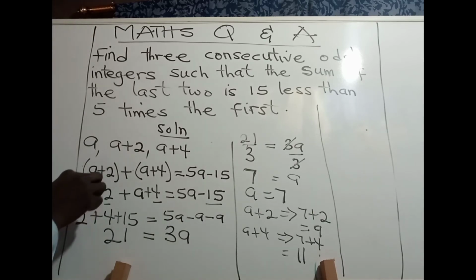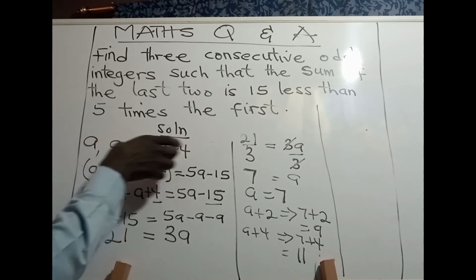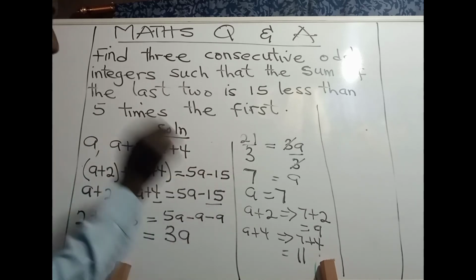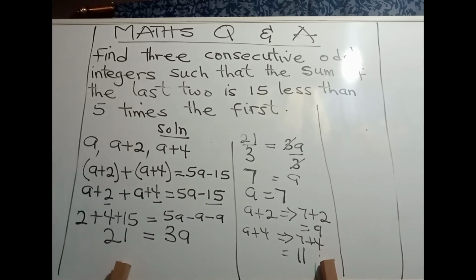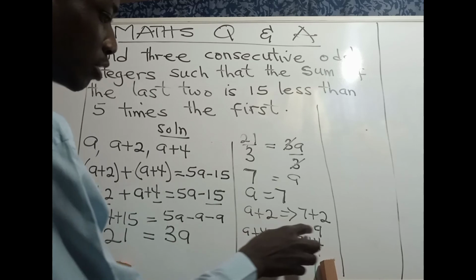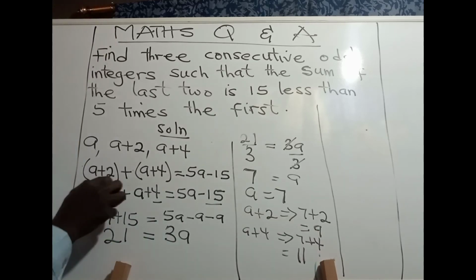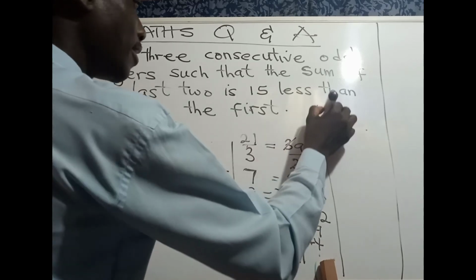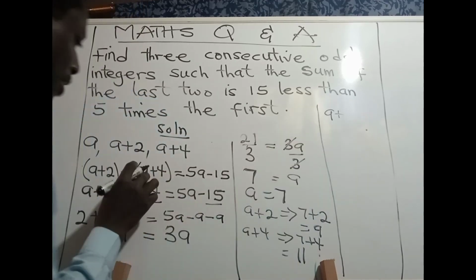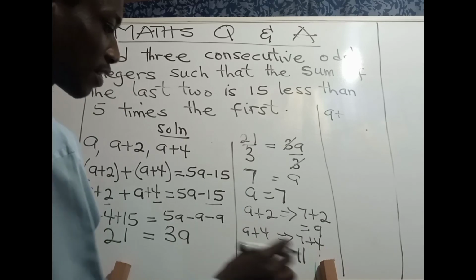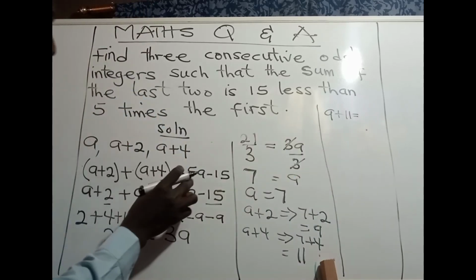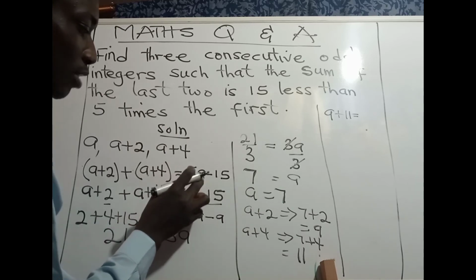Now we are saying that the last two numbers sum up, and then they give us this result: 5 multiplying the first number, and then 15 less than that. So the first, a plus 2 is what? A plus 2 is what? 9. Okay, so in place of this, let me write 9, and then plus a plus 4 give us what? 11. Okay, equal to 5 multiply a.